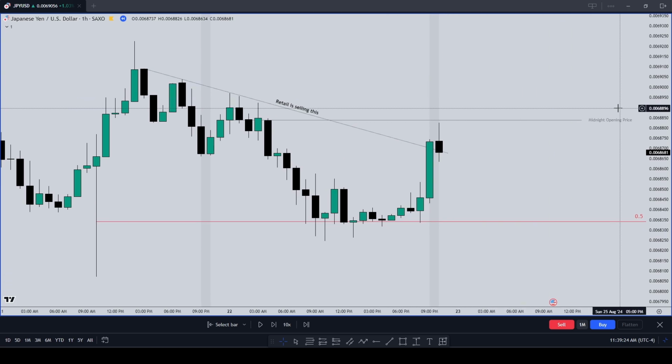And something as well to note is look at where we were on midnight open. We're well below that midnight open. And what do I always say? That when you're below midnight open, ideally you want to be a buyer, and when you're above it, you want to be a seller.